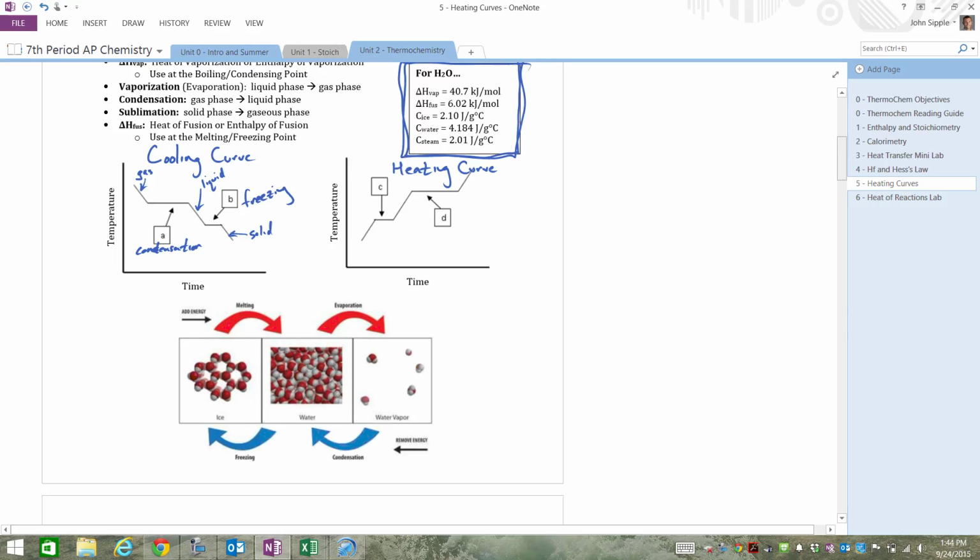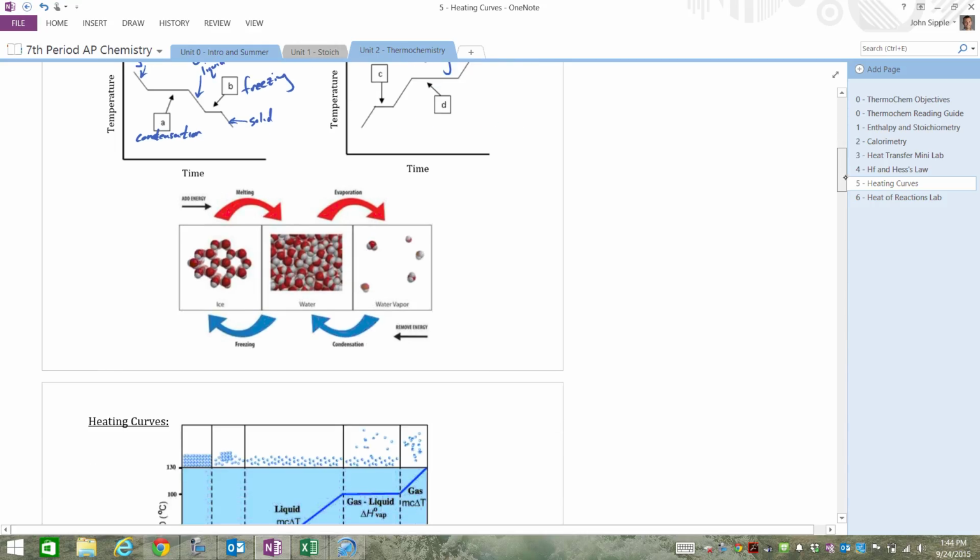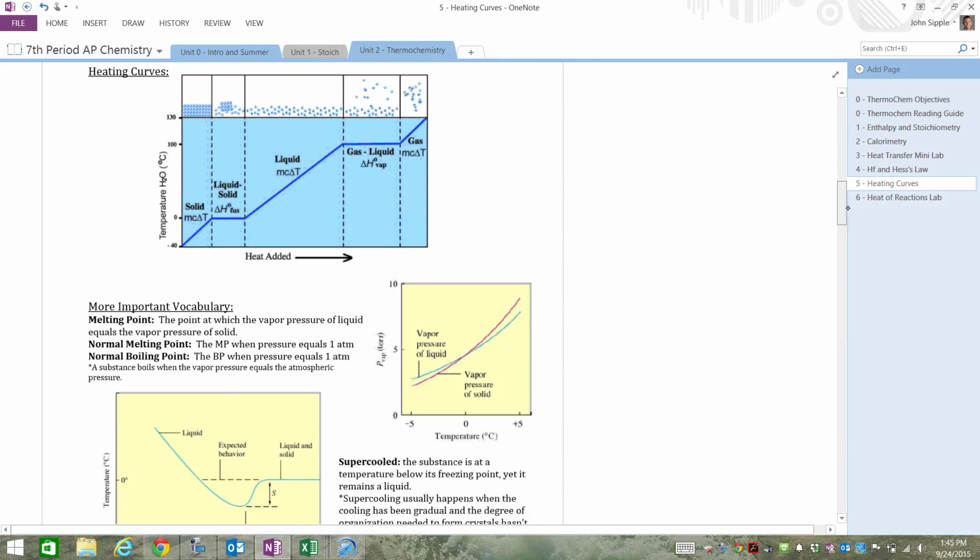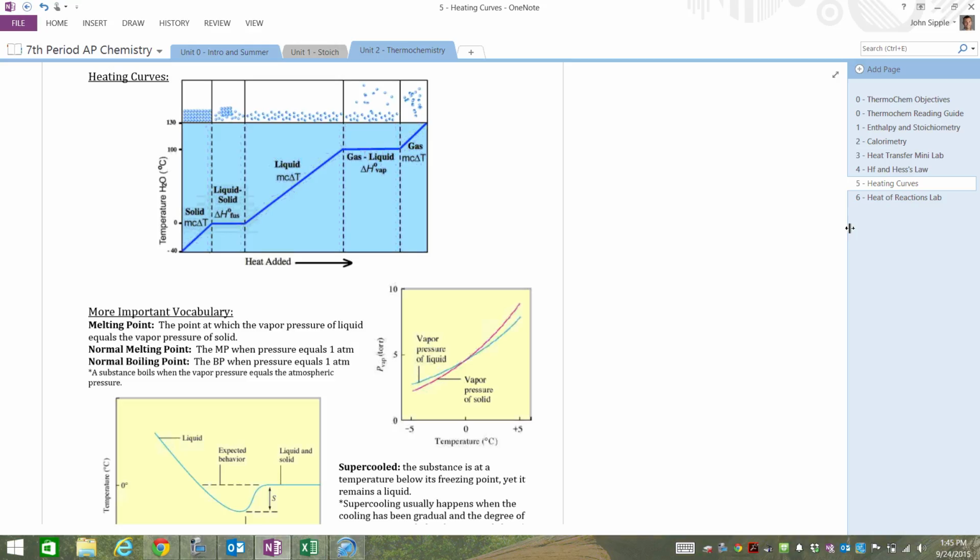There's an issue that we would have calculating our Q's at different points in time. If we go to the next page here, this is a great picture at the top, because it shows us what calculations we're going to do at different points on our heating or cooling curve. As you see, the diagonal lines, what are we doing? MCAT. On the plateaus, why can't we use MCAT? No temperature change. So delta T is 0, so MCAT is 0, but we know that's not true, right?